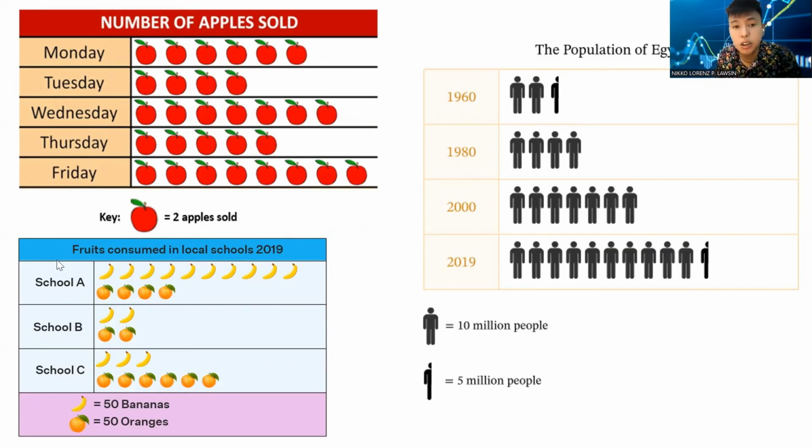Next, another graph, the fruits consumed in local schools in 2019. In school A, banana, while in school C, the highest is orange. And the last picture, the population of Egypt. So this one is 10 million, and the half is 5 million. So here, 25 million, 40 million, 70 million, and then 11.5 million. You see how important the legend is in representing the pictograph.